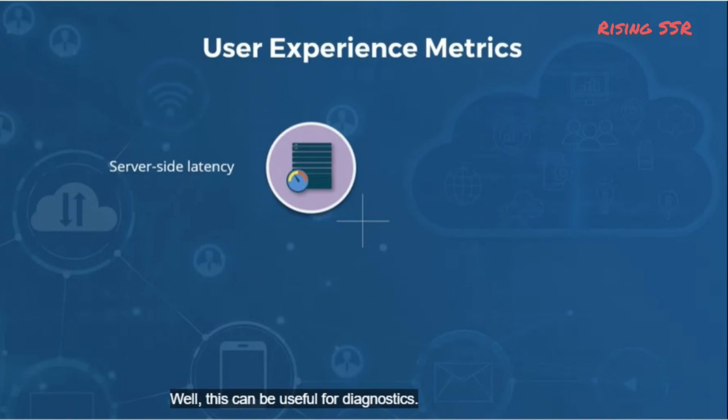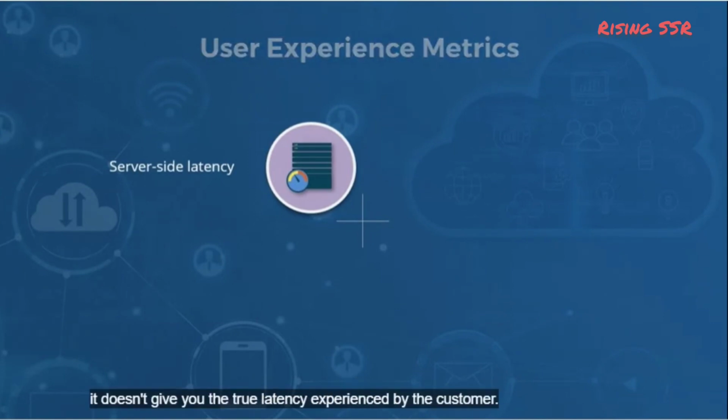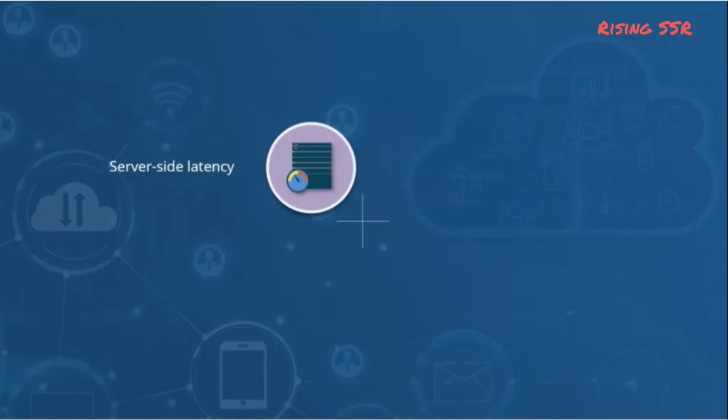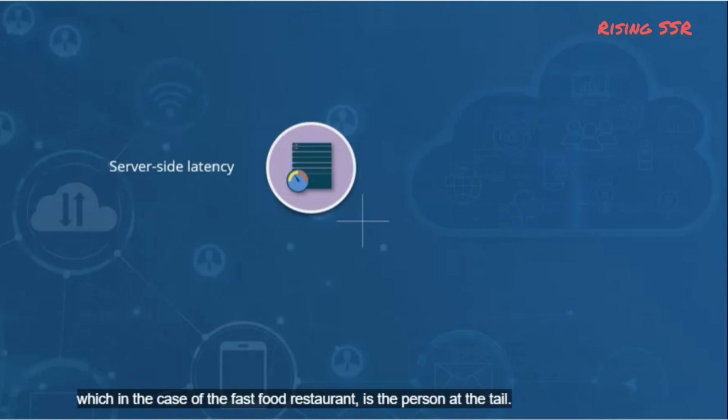While this can be useful for diagnostics, it's not client-facing, so it doesn't give you the true latency experienced by the customer. This is like trying to measure how quickly a fast food restaurant is serving customers by only measuring how long it takes a backroom staff to assemble the meal. It ignores the client-facing aspect, which in the case of the fast food restaurant is the person at the till, and in the case of the service is a network between the customer and the server, as well as the customer's browser.